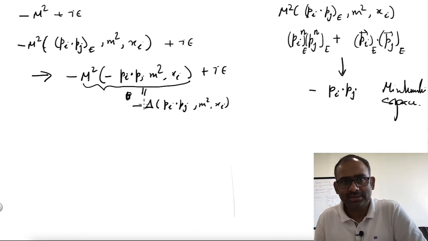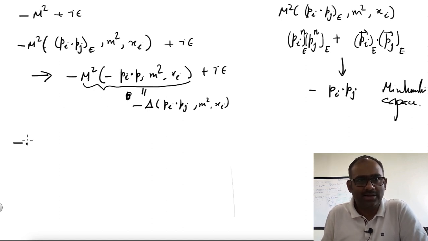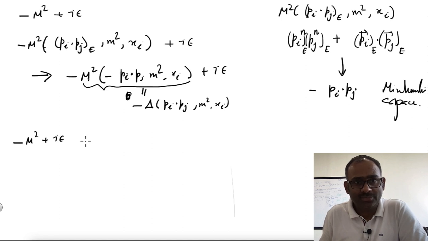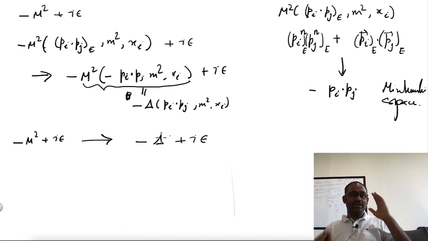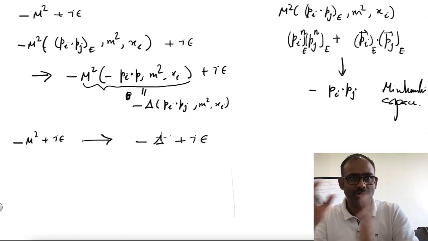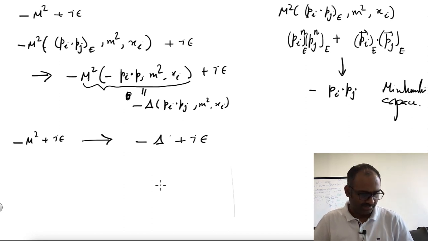Okay. So, what is delta? Delta is the continued version of m square to theta equal to 0. Okay. Whatever the functional form of m square is, that is what I am calling delta. Okay. So, minus m square plus I epsilon, after we rotating back, it gives you minus delta plus I epsilon. Okay. And what is delta? Delta is same function m square continued to Minkowski space.